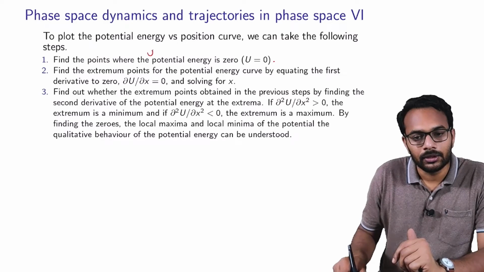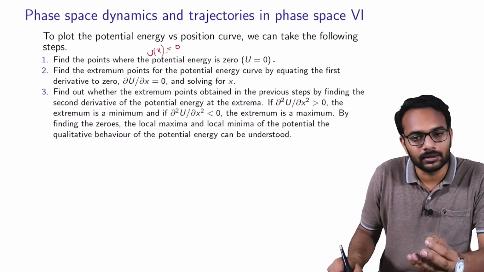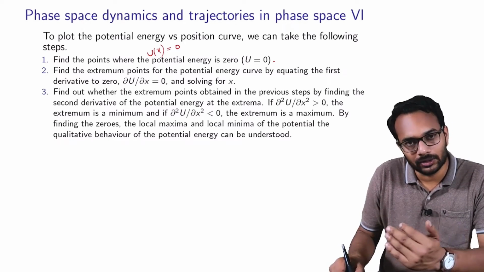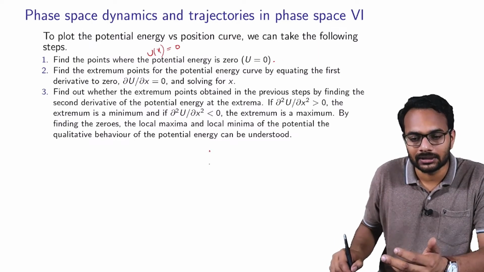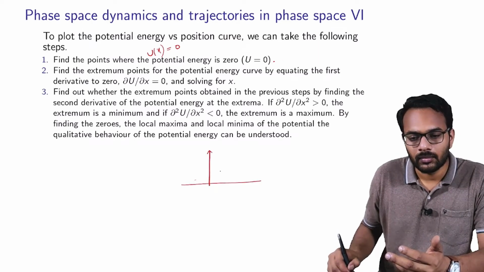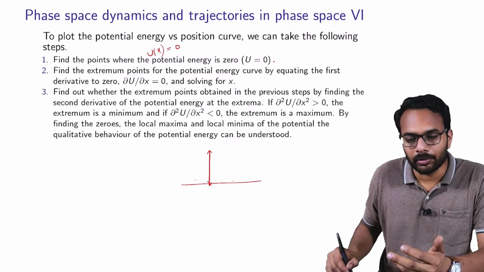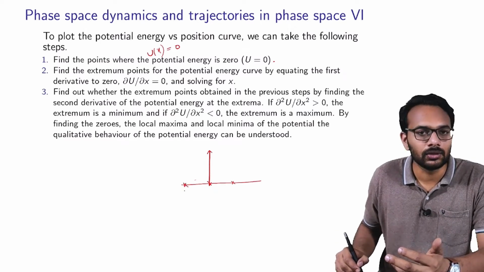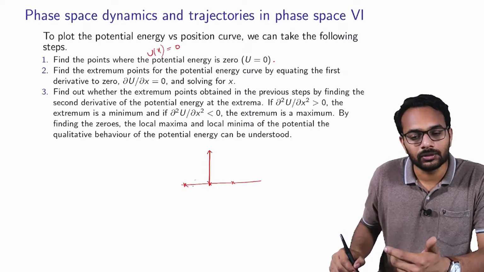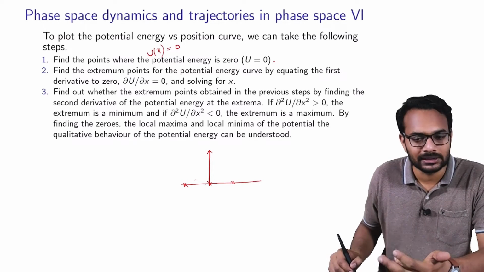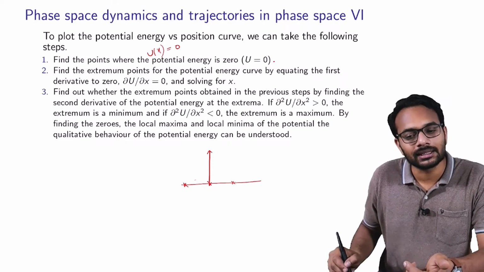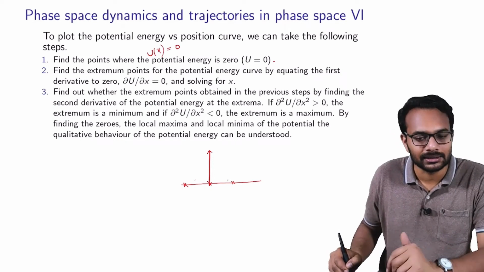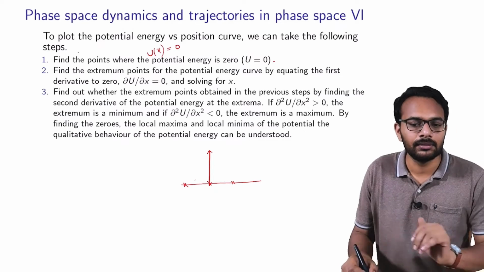You take U of x and say that it's 0 and solve this: U of x equal to 0. Which are the points along the line where the potential energy is 0? You will plot those points. So you got 3 points now. That's not enough, obviously. Suppose there are 3 zeros, or 2 zeros. Let's say there are 3 zeros. We plot all these 3 zeros on the line. We mark all these 3 zeros just qualitatively.